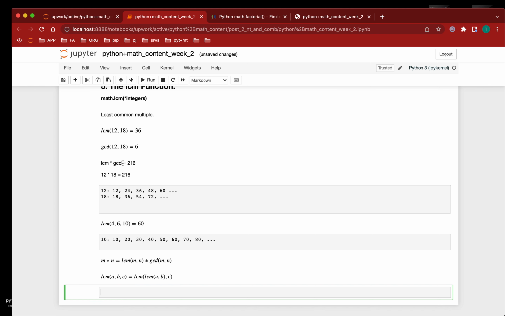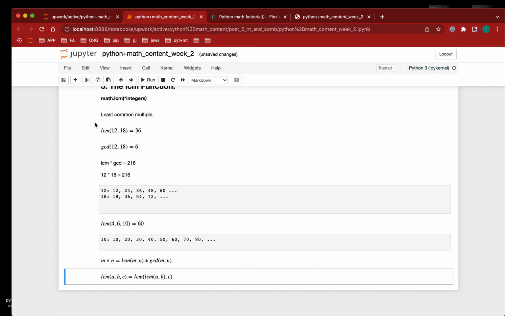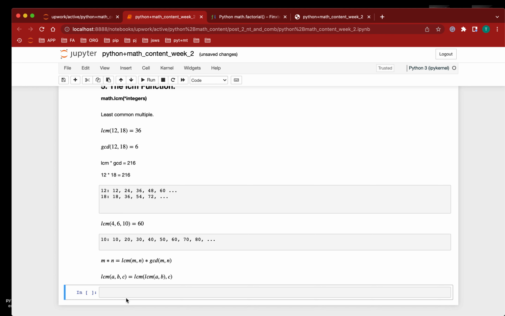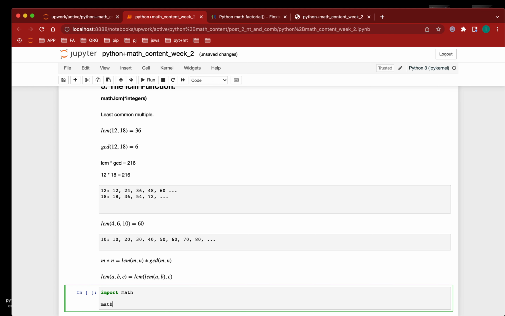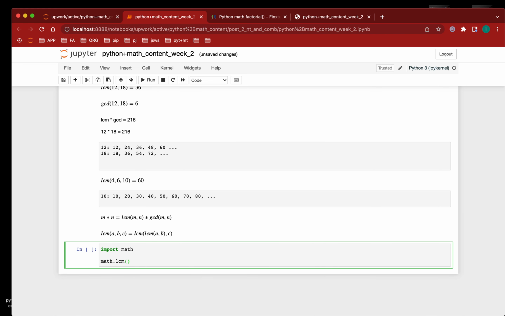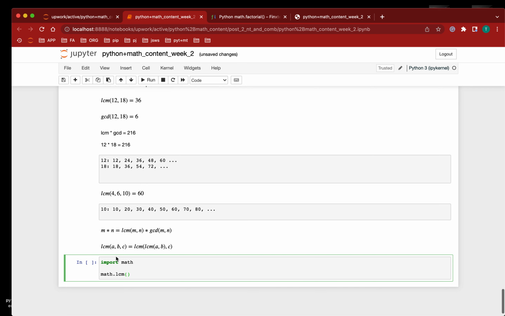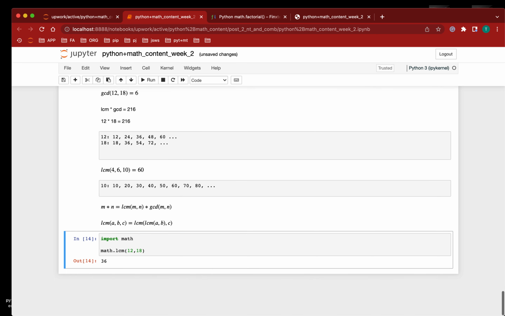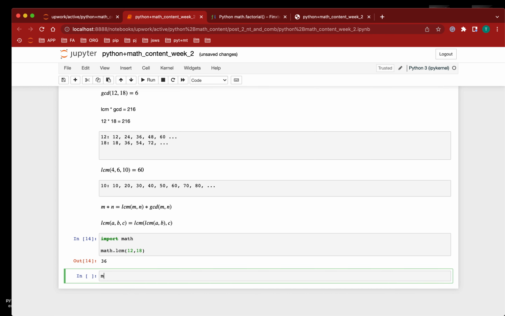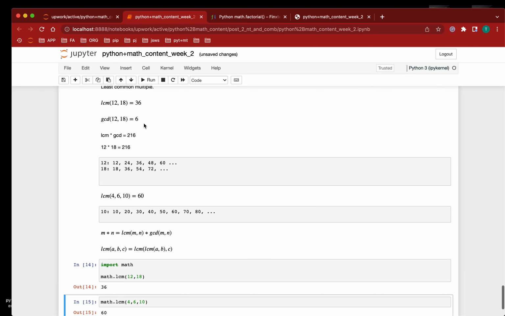So how do we implement all of this in Python? Well, as we did before, we can first import the math module, and then use the math.lcm function. So if we wanted to find the LCM of 12 and 18, we get back 36. And if we have the LCM of 4, 6, and 10, we get back 60 as expected.